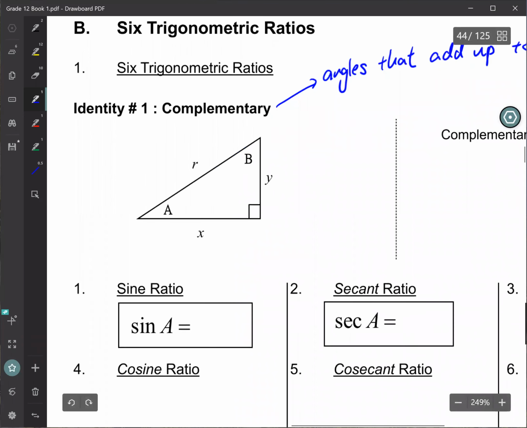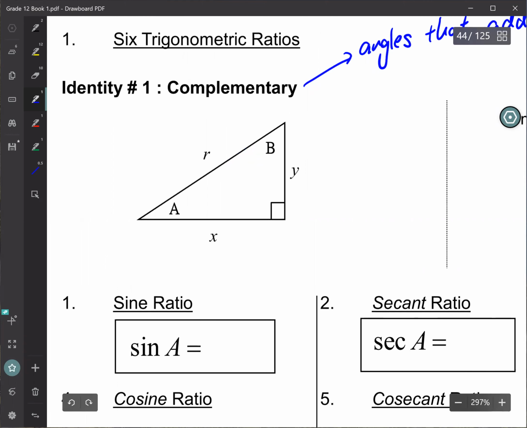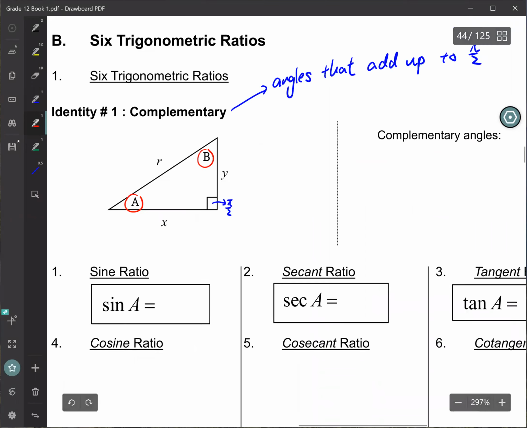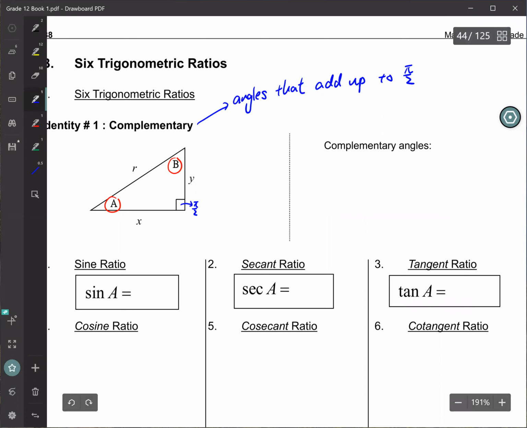So if you look at this picture, we have 90 degrees here, right? That means angle A and B should also add up to pi over 2 as well, because the whole thing should add up to pi. The angles add up to 180, all right? So we have A plus B equals pi over 2.